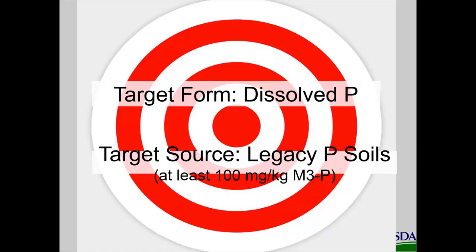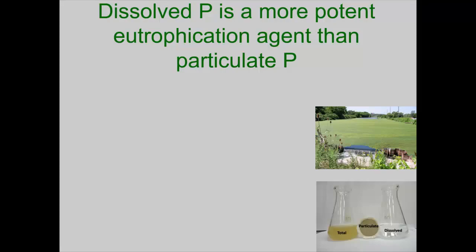When I say a legacy phosphorus soil, I'm roughly, approximately talking about soils that are at least 100 milligrams per kilogram of Mehlich-3 phosphorus. Okay, dissolved phosphorus, why are we focusing on dissolved phosphorus for this? Quite frankly, dissolved phosphorus is a more potent eutrophication agent than particulate P. There's been a lot of research the past several years that has shown that.